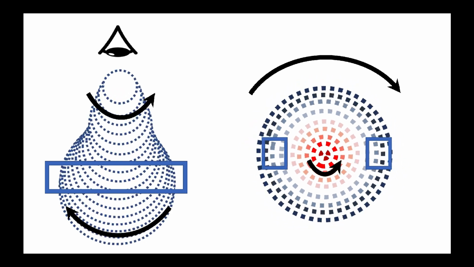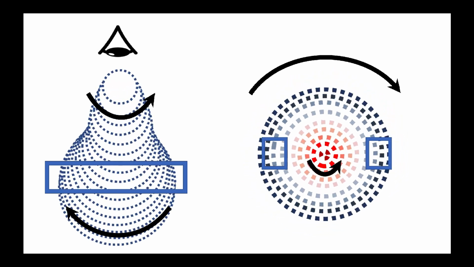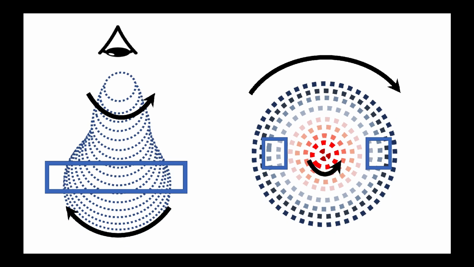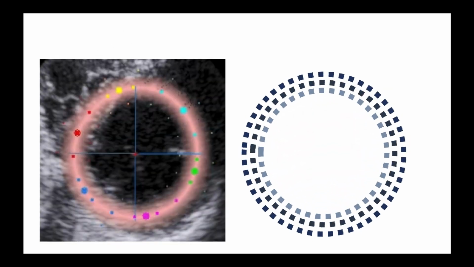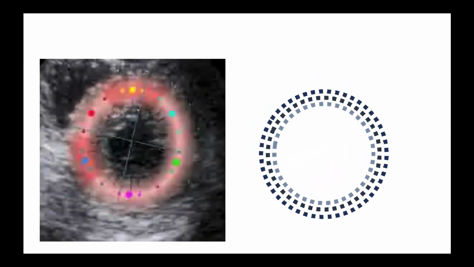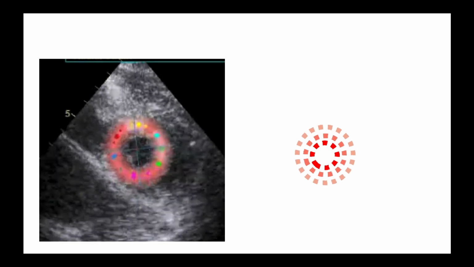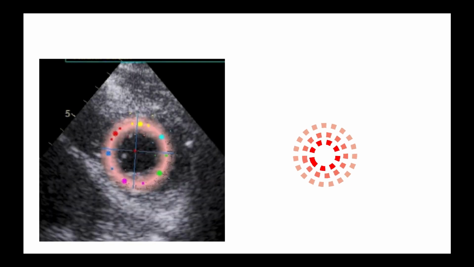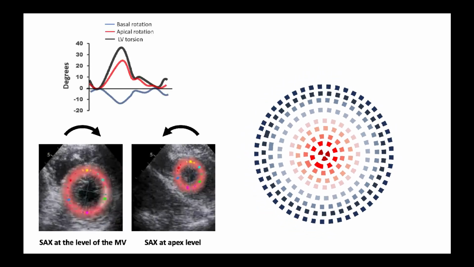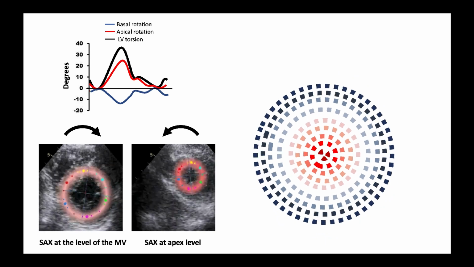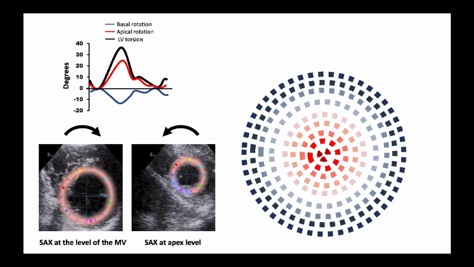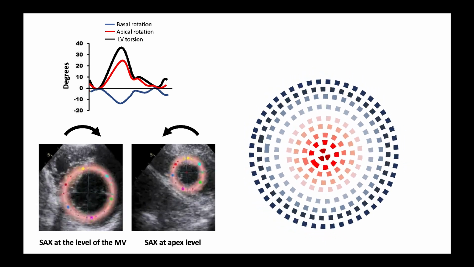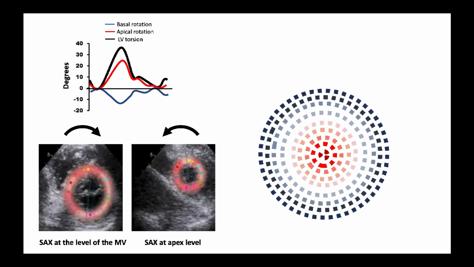Also note that rotational mechanics are always assessed with cardiac imaging in the short axis views. As such, a short axis view of the base of the heart is usually used to measure basal clockwise rotation, and the short axis view of the apex of the heart is usually used to measure apical counterclockwise rotation. From those two levels, LV torsion is calculated as the amplitude of rotation measured in degrees and the direction of rotation expressed in negative or positive values.